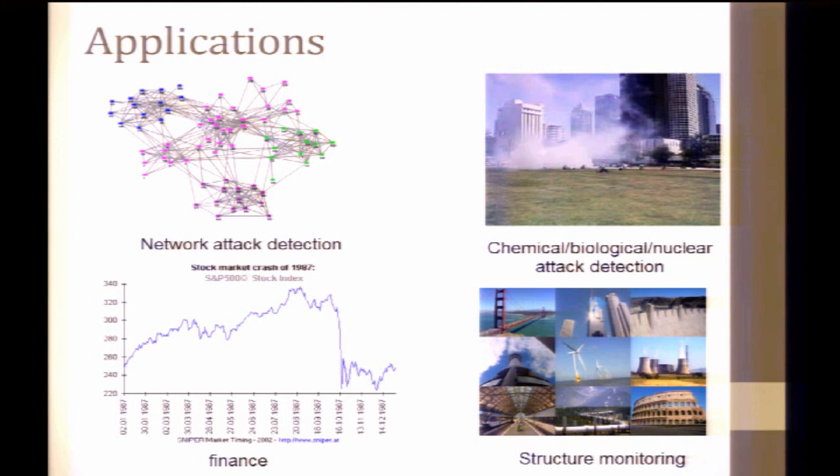The other application is finance. You don't want to see this, but if this happens, you want to detect it as soon as possible. Or structural monitoring: you put sensors in a bridge. If something breaks down, then the behavior of the observations will change. Then by detecting this change, you will be able to infer that something is wrong. So it has been used in a lot of different areas.